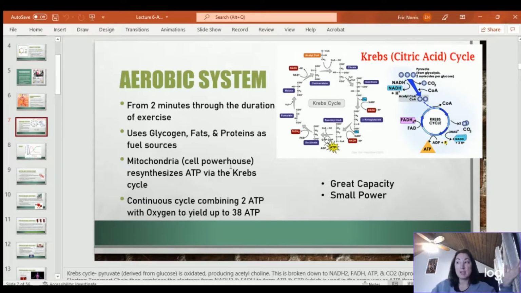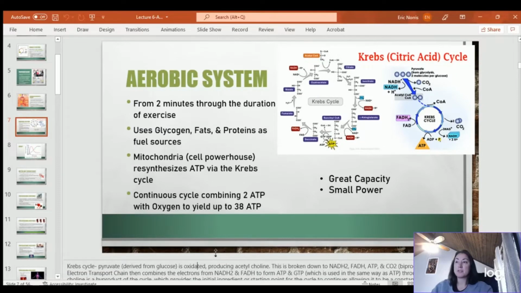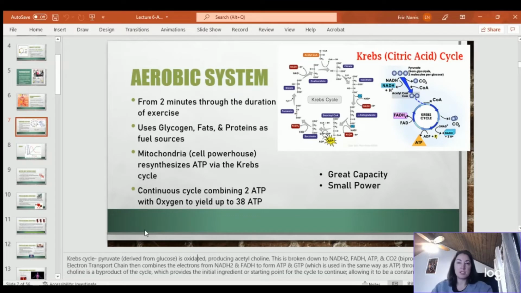This has a great capacity but smaller power, so not as much strength and quick, sudden movements, but it lasts so much longer. I have a little blurb about the Krebs cycle below that you're welcome to look at, and there's probably some great videos. I might be able to find one and send it to you about the Krebs cycle as well.